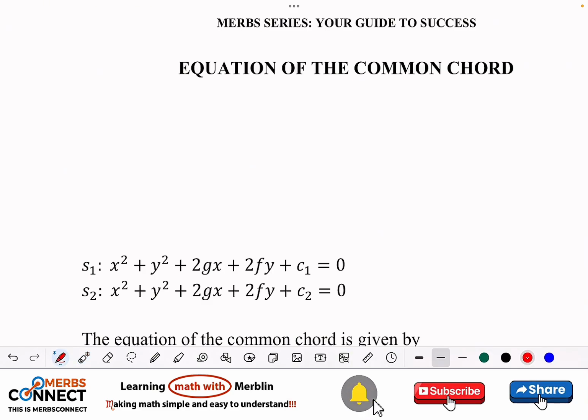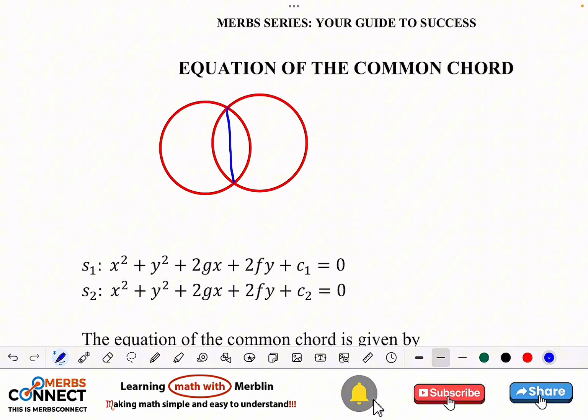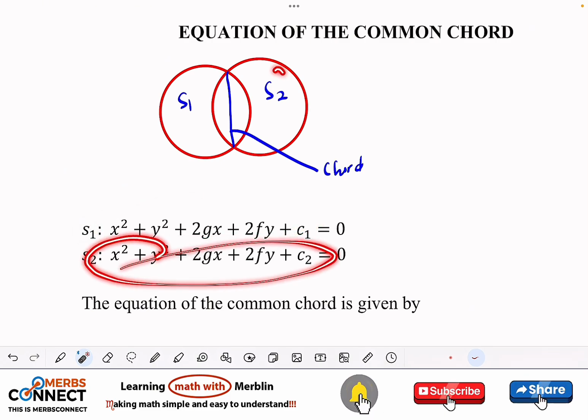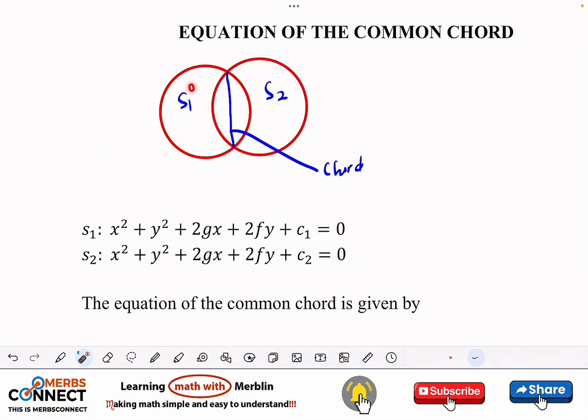The equation of a common chord is like this: I have one circle here, I have another circle here, and then we have the same chord, from this point to this point. So the blue line is the chord. These two circles have a common chord. Let me assume that this circle is S1 and this circle is S2, as I've done here. So circle S1 is this, and circle S2 is this. Then the equation of the common chord is basically obtained by using S1 to be the same as S2.